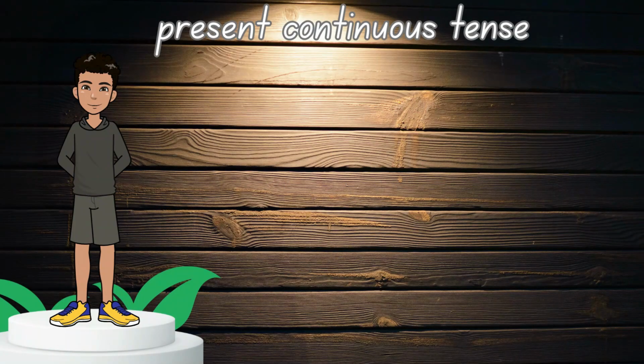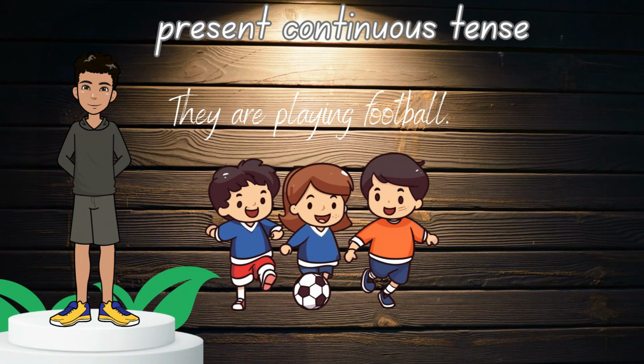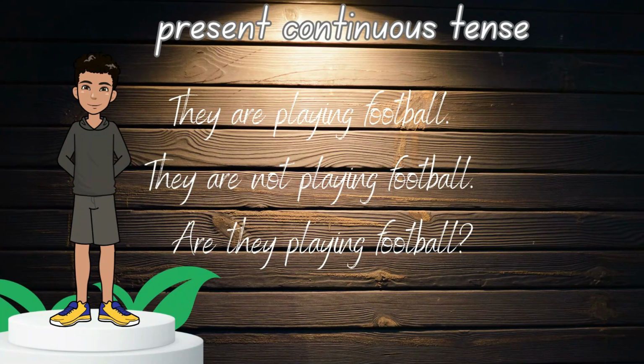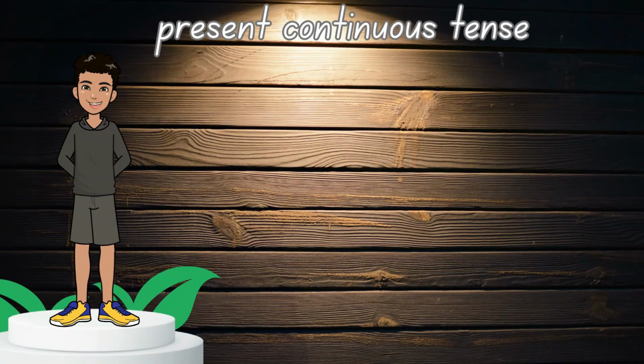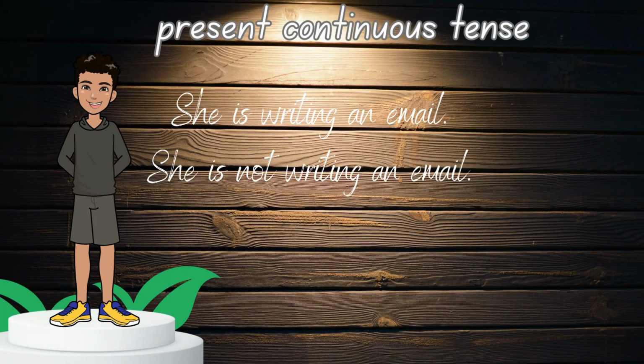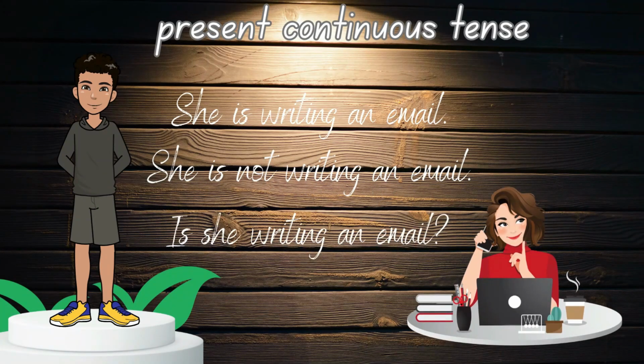Next sentence is, they are playing football. Now here the negative sentence would be something like, they are not playing football. An interrogative sentence would be, are they playing football? Very simple, right? Now let's try a new one. She is writing an email. Now here the negative sentence would be, she is not writing an email. And the interrogative one would be, is she writing an email?